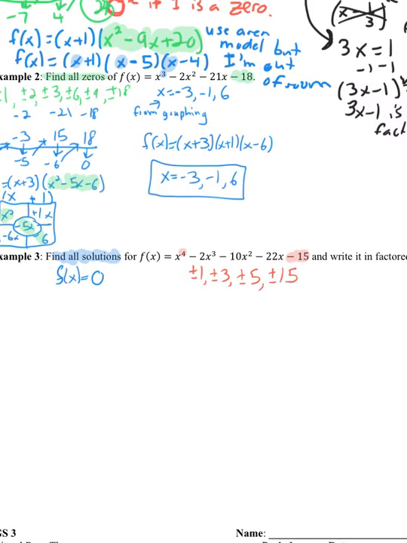I'm looking at the graph. The most is 4. X to the 4th minus 2x cubed minus 10x squared minus 22x minus 15. It's a lot of x's that are capitalized. Whoops.